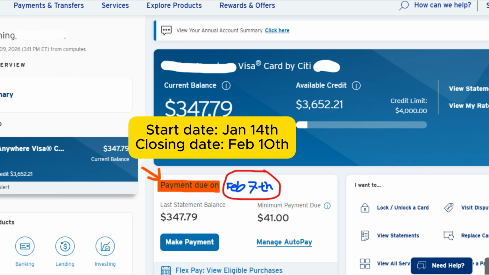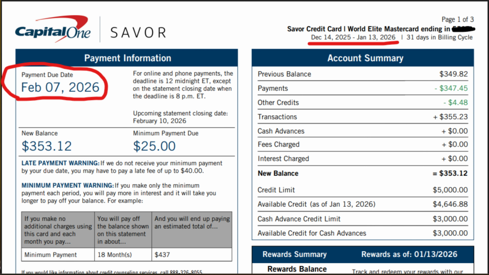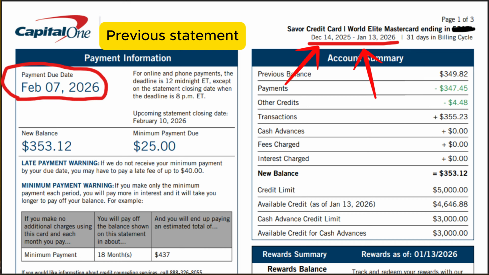The February 7th payment due date that you are seeing is actually related to a previous billing cycle. If I download my credit card statement from one period before, we can see that my opening date for the cycle was December 14th of the previous year, and my closing date was January 13th of this year, and then my payment due date is the same date of February 7th.